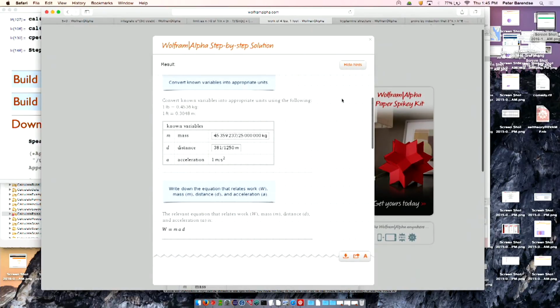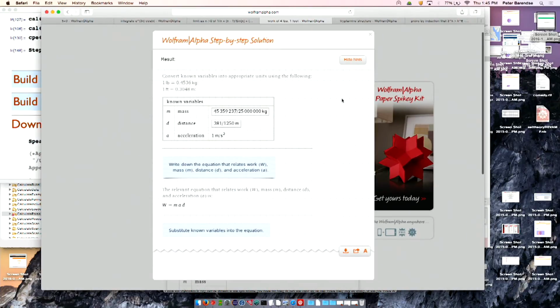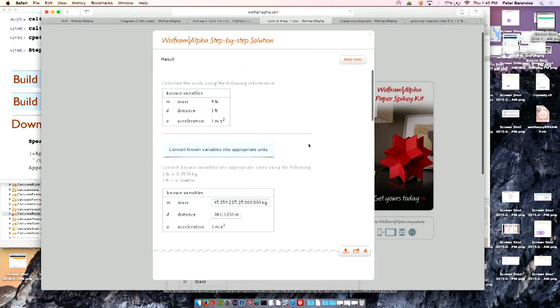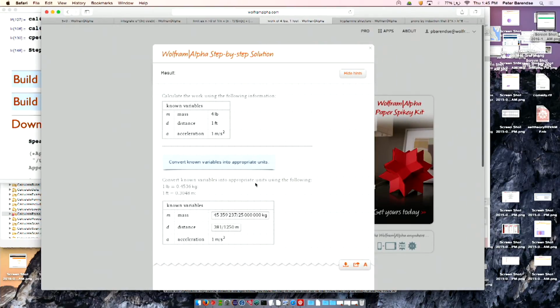So this basically separates the algebraic part and uses a function called step-by-step simplify to solve the numeric part. But I guess first it converts things into the standard SI units. So that's a fairly straightforward one.